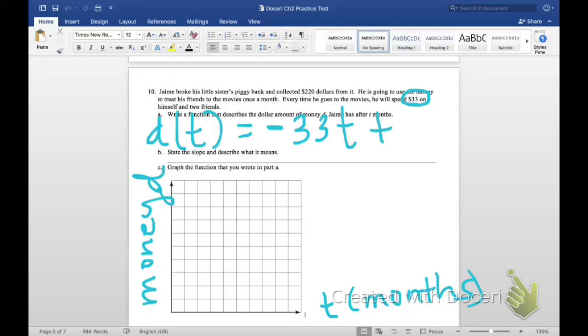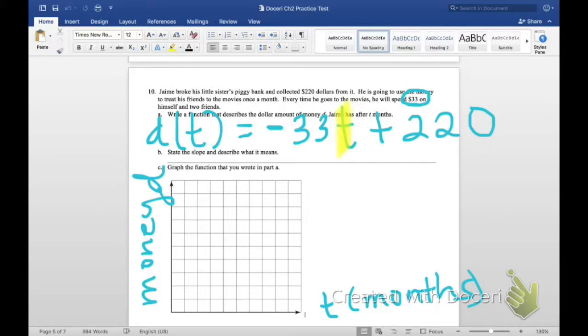I also have to consider what Jaime is starting with in order to write my equation. So although he's spending $33 a month, he's also starting with a whopping $220 that he stole from his baby sister. Okay, so that's the first part. Your function should be D of t is equal to negative 33 times t, where t represents time, the number of months, plus 220, what Jaime starts with.